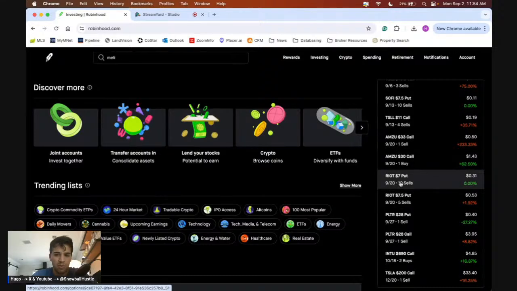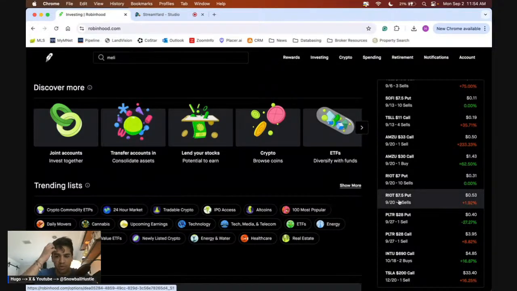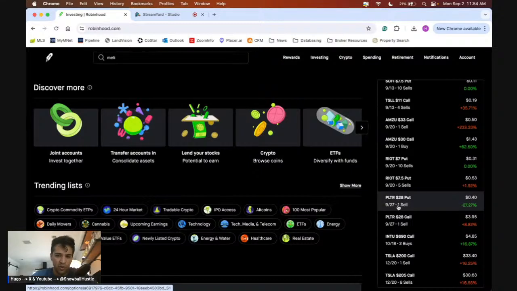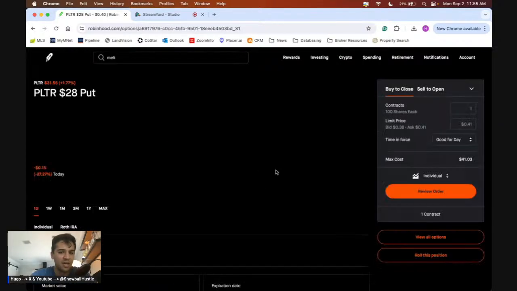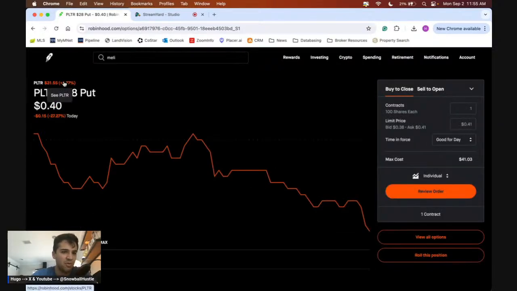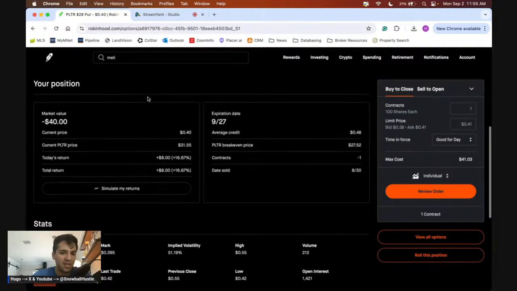Riot. I have a couple puts that I've sold expiring next week. I have $7 puts and $7.50 puts. Palantir, I have a $28 put. With Palantir, I've actually been doing pretty fun stuff. Obviously, Palantir is doing phenomenal, 31.55.